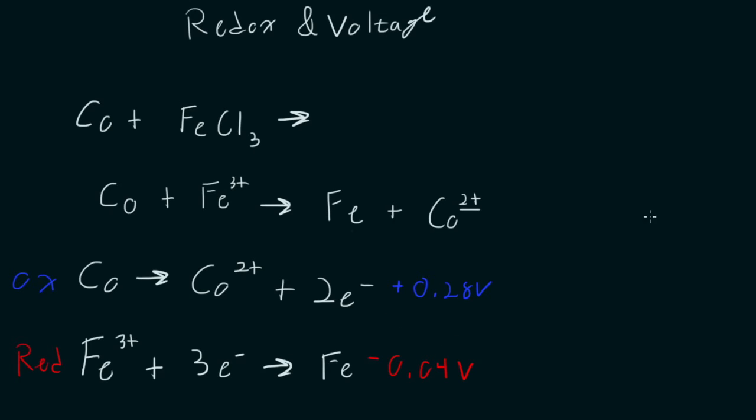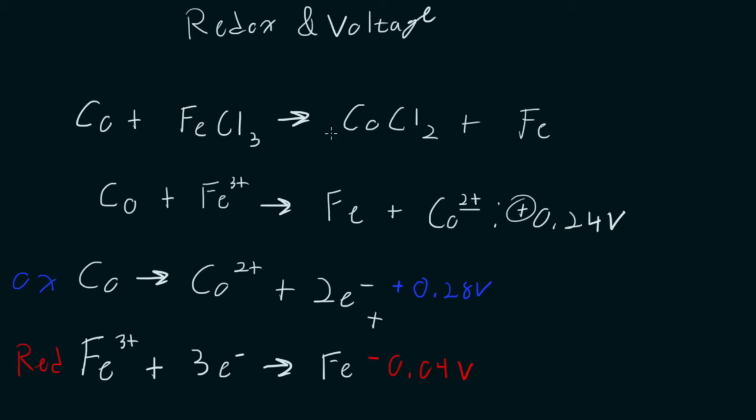So then all we have to do is add these together, and we can see that 0.28 plus a negative 0.04, well, that's going to be a total of positive 0.24 volts. And so we see that it's a positive, so this reaction will proceed. So we'll have cobalt as a 2+ bonding with that chlorine, taking over that chlorine from that iron, and that iron being freed up.